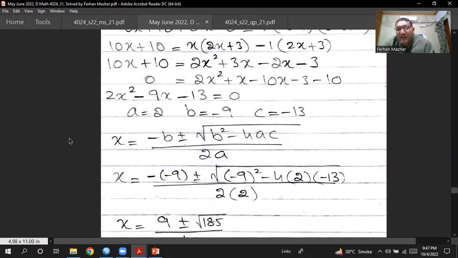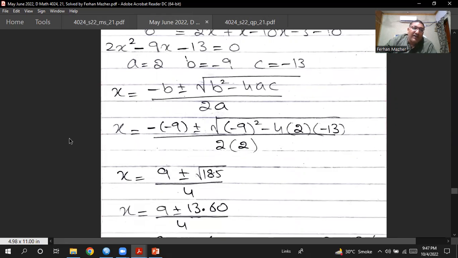Now this is a standard quadratic equation, and that's its form. So a will be 2, b will be -9, and c will be -13. So I will apply the quadratic formula. You know the quadratic formula: x equals minus b plus or minus the square root of b squared minus 4ac, all divided by 2a. Just put these values here. So x will equal minus (-9) plus or minus the square root of, under the radical sign, (-9) squared. Put the brackets around it. Minus 4 times 2 times -13.